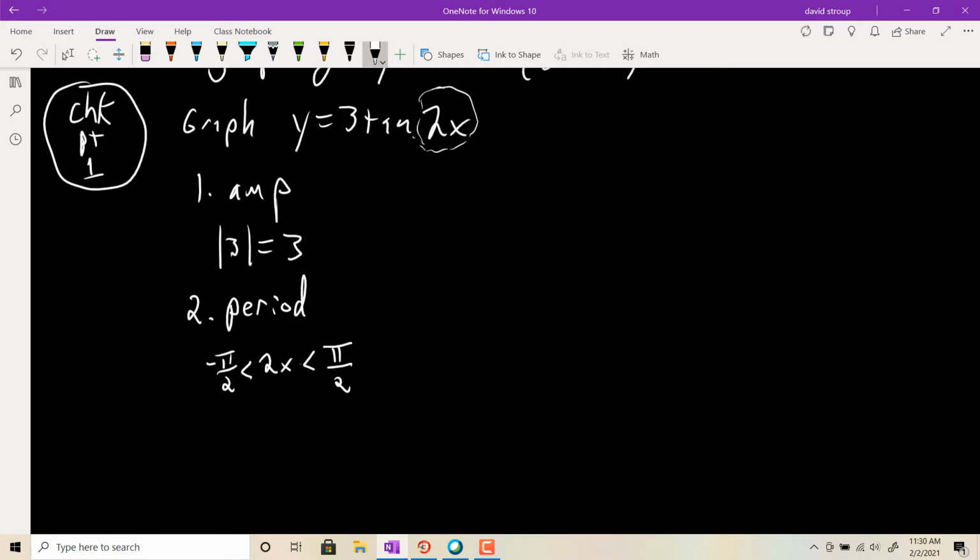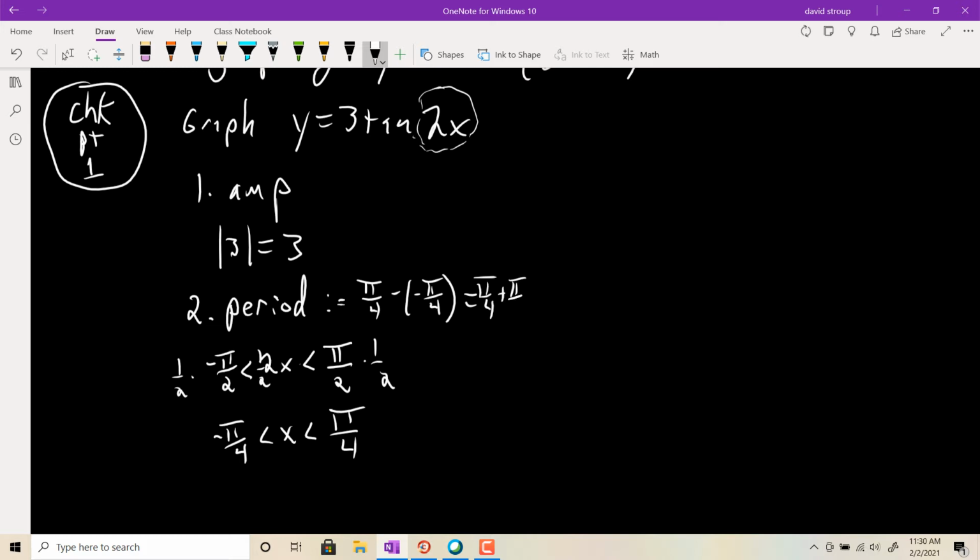So in this case, we have to multiply everything by 1/2 to solve for x. And you end up with -pi/4 less than x less than pi/4. So the length of the period is just the difference of these two values on the endpoints. And of course, that'll be pi/4 plus pi/4, which will be 2 pi/4, which will be pi/2.